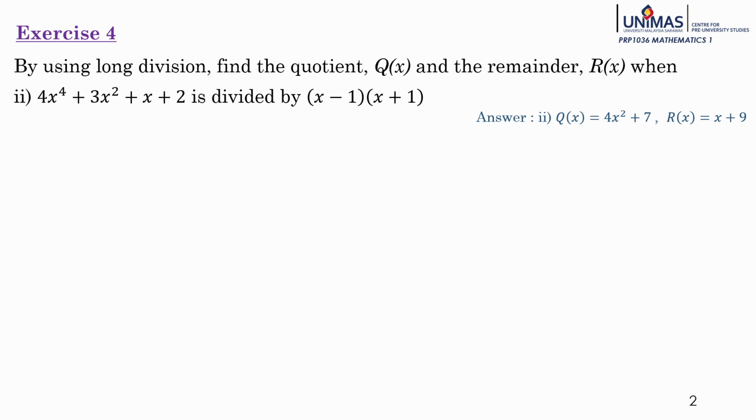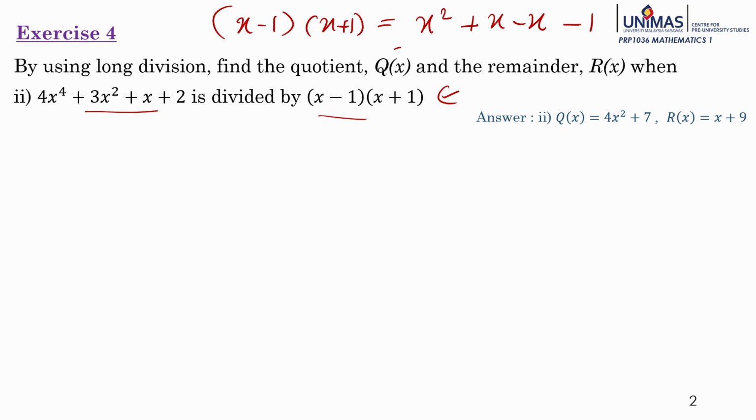Let's see the exercise for number 2. So we have to divide this polynomial. This one, we have to simplify first. So we have to expand. When we expand, we get x squared plus x minus 1. Simplify, we get x squared minus 1.